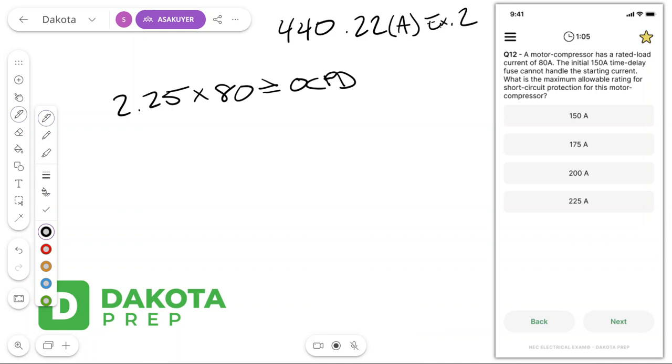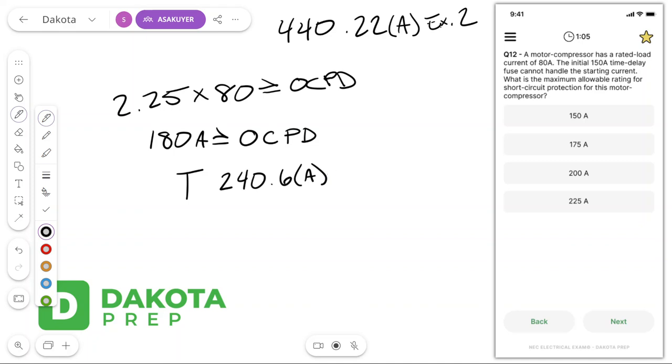So all we have to do is plug this into our calculator, 2.25 or 225% of 80, and that gives us a grand total of 180 amps, right? So our overcurrent protective device has to be less than or equal to 180 amps. Now we need to go look at Table 240.6(A) for our standard sizes and find the closest breaker below 180 amps. So it may be 180 amps or it may be less than that.